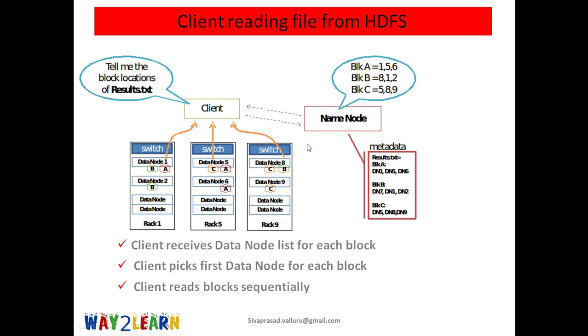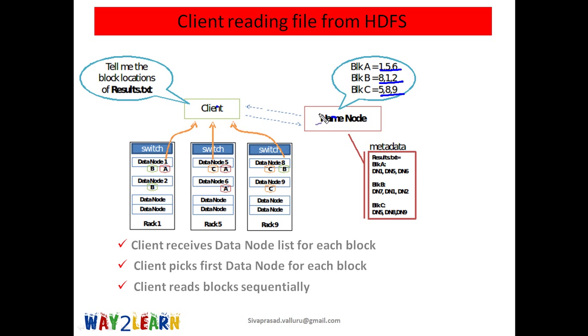And whenever a client wants to read a file from HDFS, what happens? Assume a scenario where a file contains block A, block B, and block C. Block A is present in data nodes 1, 5, and 6. Block B is present in data nodes 8, 1, and 2. Block C is present in 5, 8, and 9. The client will first consult the name node and ask, I want the blocks of my file. Give me the blocks.